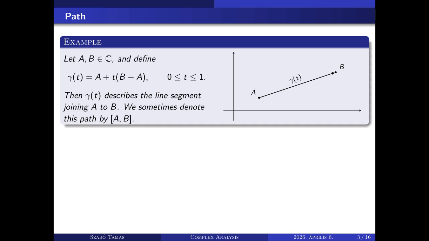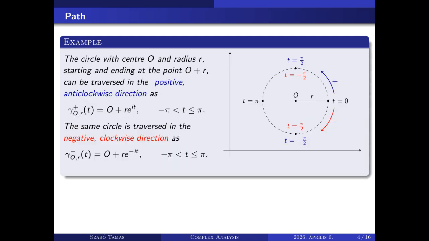Now let us look at a circle. The circle with center a and radius r, starting and ending at the point a plus r, can be traversed in the positive anticlockwise direction as gamma plus sub a comma r of t equals a plus r e to the power i t for minus pi less than t less than or equal to pi.